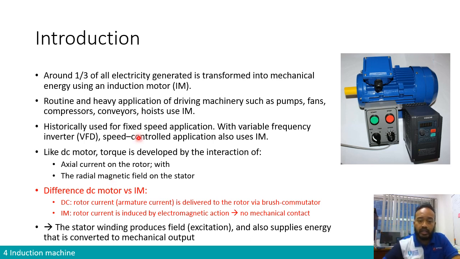In a DC machine, the rotor current, which we call the armature current, if you remember, is delivered to the rotor via a brush commutator, right? So you have to deliver the current to the rotor to make it operate, and it is delivered through a slip contact that we call a brush commutator, right?